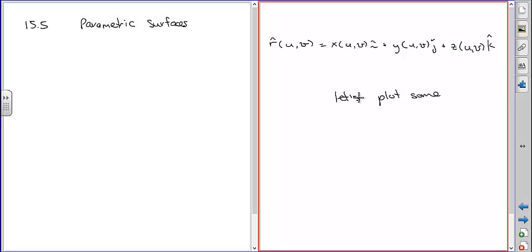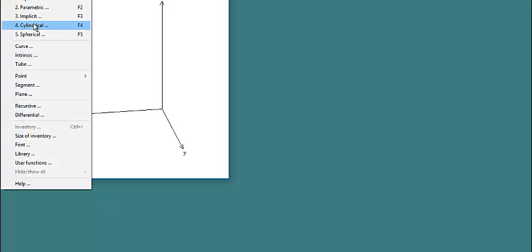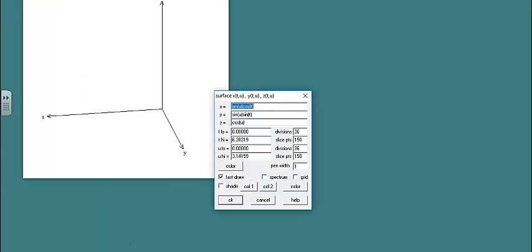So it says let's plot some. That means I'm supposed to open up my graphing program, because you can do that with this program. If you go to 3 dimensions, you can put in the equations parametrically. I'm just going to pick some out of the book. So x is 3 cosine of u, y is 3 sine of u, and z is equal to v, and we're going to go from 0 to 2 pi.